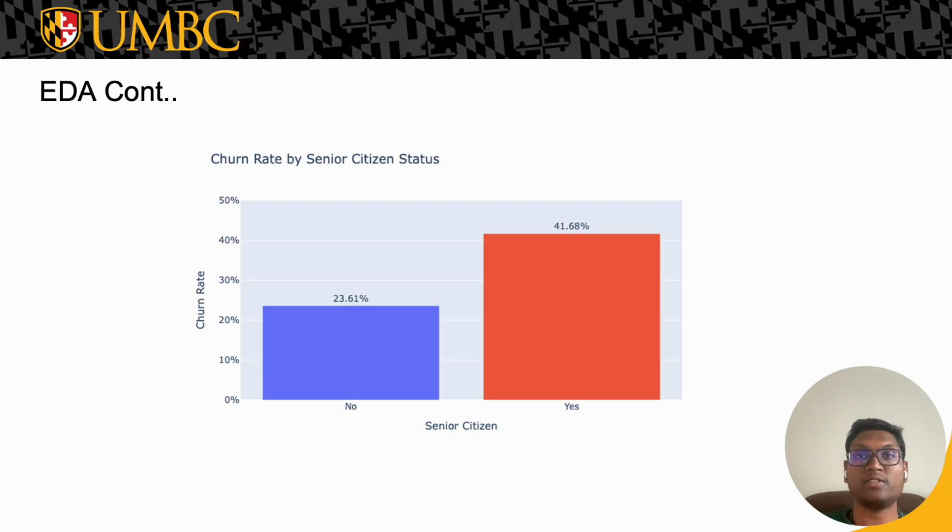Now we start to see some clear predictive signals. This chart shows the churn rate based on senior citizen status. Senior citizens churn at a rate of 41.7%. This is nearly double the rate of non-seniors who churn at 23.6%. This makes senior citizen a very clear and important predictive signal for our model.